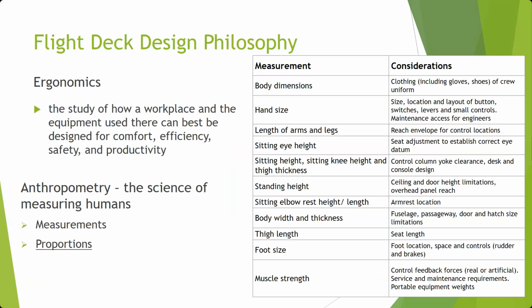Some Dutch tend to be taller on average, right? The average Dutch male is taller. So originally the aircraft were designed around male, Caucasian, 20 to 30-year-old, right?